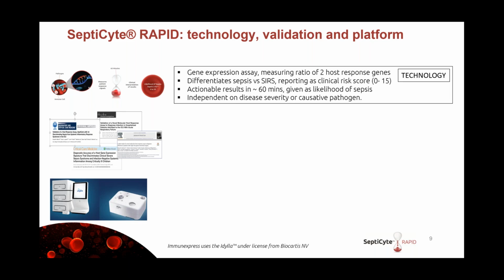So in review of SeptiCyte RAPID technology, SeptiCyte RAPID, as you know, is a gene expression assay. It measures the response of 2 host genes in responding to the presence of systemic infection. It differentiates sepsis from SIRS and is reported as a clinical risk score of probability of sepsis with a range of 0 to 15. The test has actionable results with a turnaround time of about 60 minutes. And importantly, it's independent of disease severity or causative pathogen. So we don't have to wait for the pathogen to be actually detected.